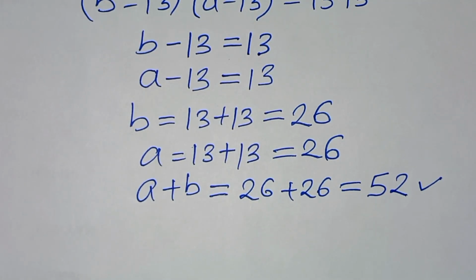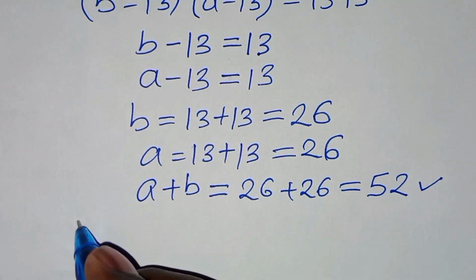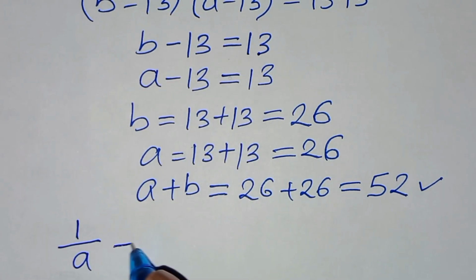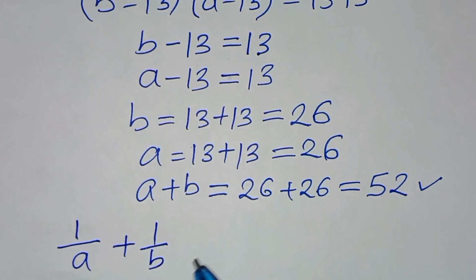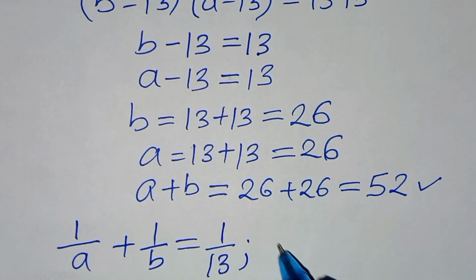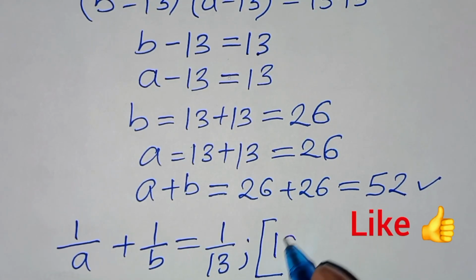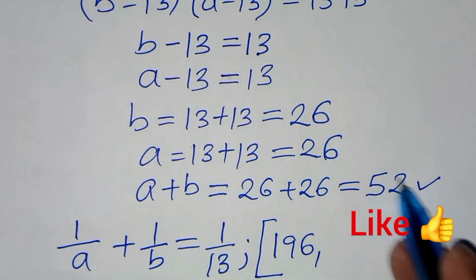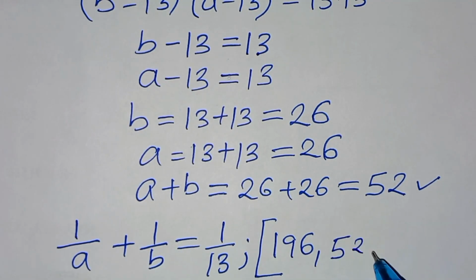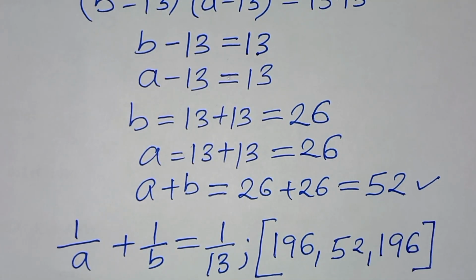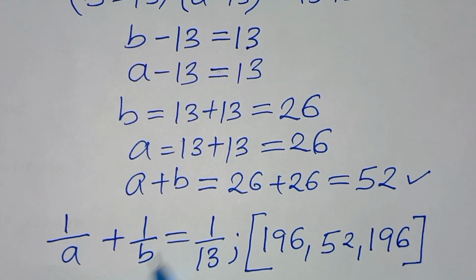So given that we have the solutions for cases 1, 2, and 3, 1 over a plus 1 over b equal to 1 over 13 would give us the solutions 196, 52, and 196. So these are the solutions to this algebra problem.